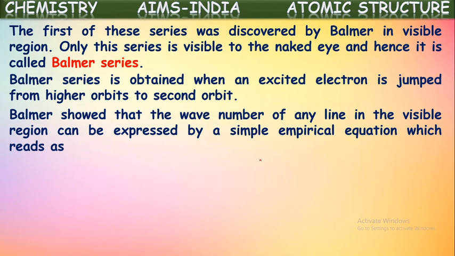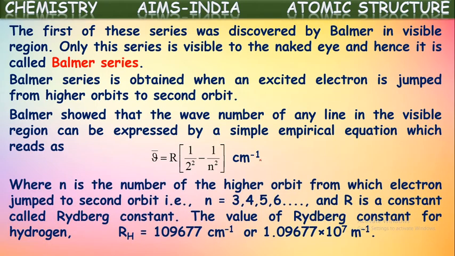Balmer showed that the wave number of any line in the visible region can be expressed by a single simple empirical equation, which reads as nu bar equals R into (1 by 2 square minus 1 by n square) centimeter inverse, where n is the number of the higher orbit from which the electron jumps to the second orbit. That is, n might be third, fourth, fifth, sixth, or any higher orbit. And R is a constant called Rydberg constant. The value of Rydberg constant for hydrogen is taken as 1.09677 into 10 to the power of 5 centimeter inverse, or 10 to the power of 7 meter inverse. So it is Rydberg constant.